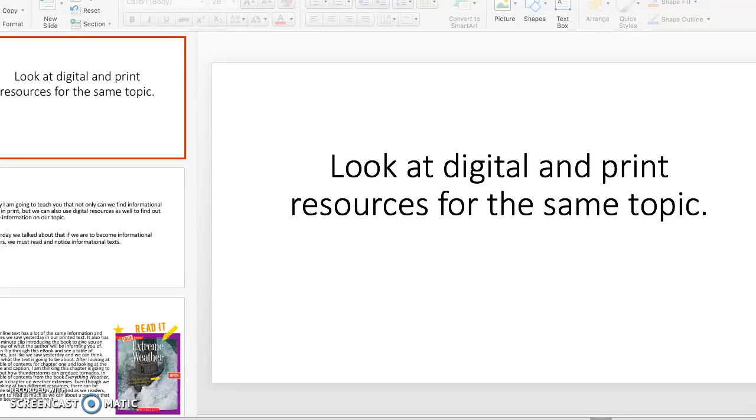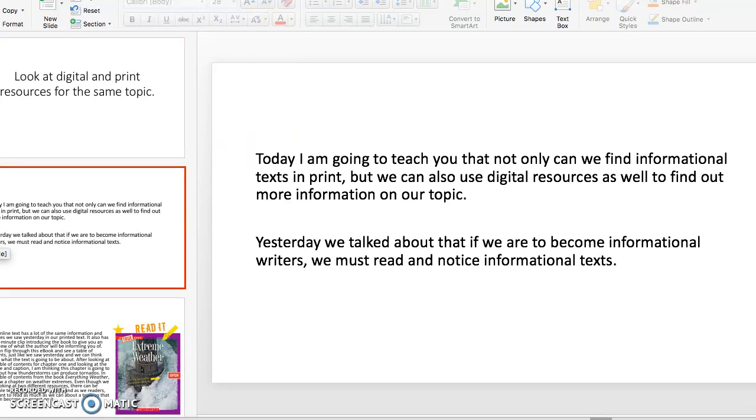In today's lesson, we're going to look at digital and print resources for the same topic. Today I'm going to teach you that not only can we find informational text in print, but we can also use digital resources as well to find out more information on our topic.